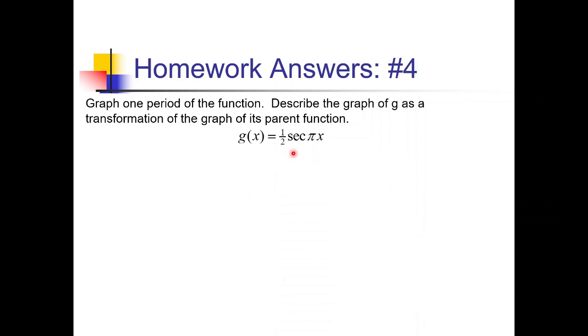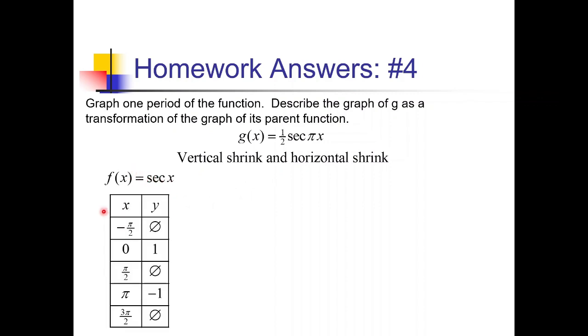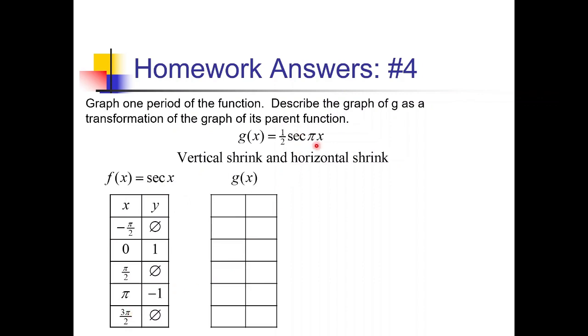To graph 1/2 secant of pi times x, let's go ahead and get our transformations mapped out. The 1/2 outside gives us a vertical shrink. The pi inside, since pi is larger than 1, is giving us a horizontal shrink. For the parent table, we've got all the values from negative pi over 2 to 3 pi over 2. And for the g function, for the x's, the pi inside means we're multiplying by 1 over pi for the x's. And the 1/2 outside means we're doing 1/2 times y.